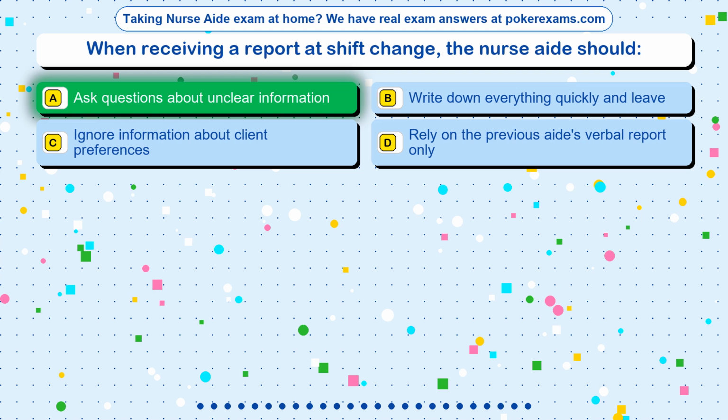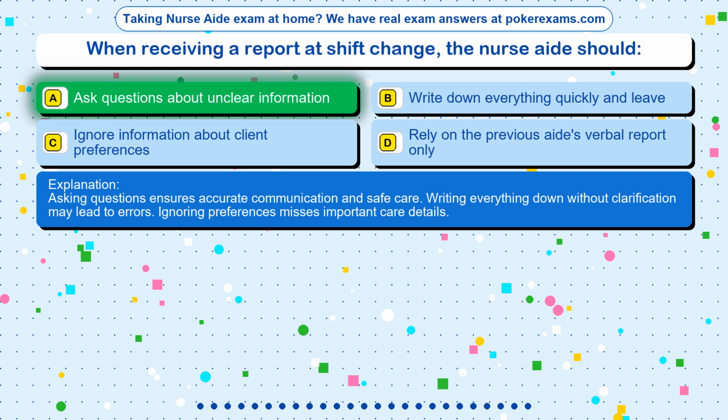The correct answer is option A, ask questions about unclear information. Asking questions ensures accurate communication and safe care. Writing everything down without clarification may lead to errors. Ignoring preferences misses important care details.